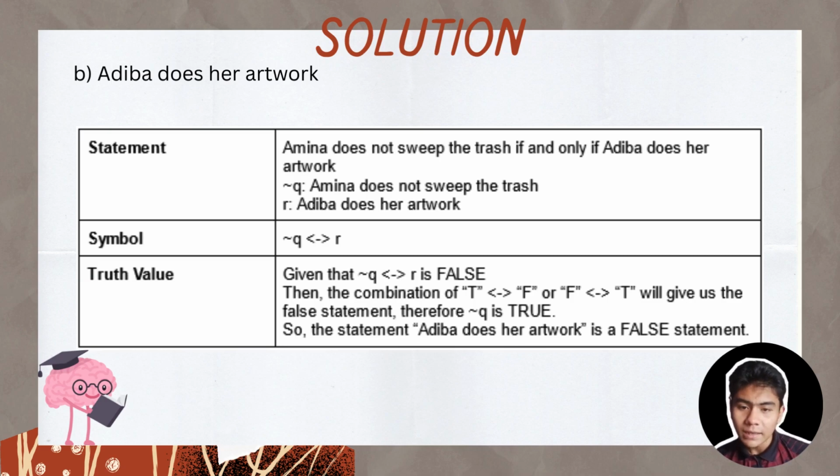Given that neg Q biconditional R is false, then the combination of true biconditional false or false biconditional true will give us the false statement. Therefore, neg Q is true. So, the statement Adiba does her artwork is a false statement.